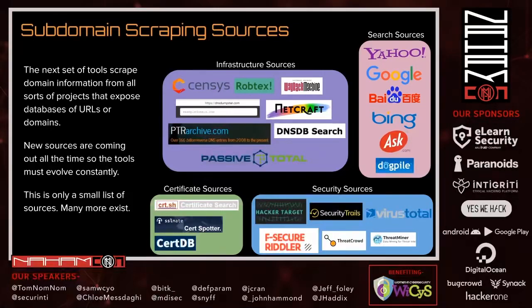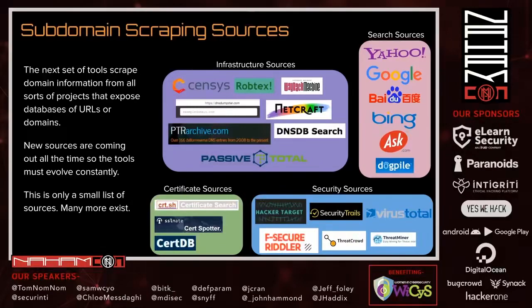And then there's other types of sources too. There's search engines. We know Google and Yahoo, Baidu, Bing, Ask. These are all search engines that people use, and they also have data sets that they're holding that we could ask if they know about subdomains related to Twitch.